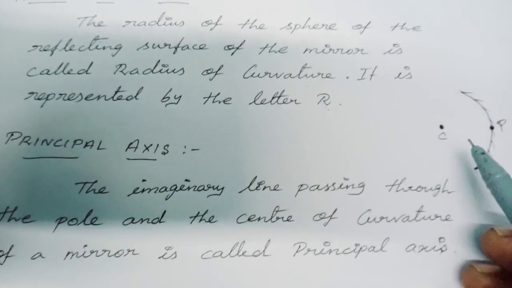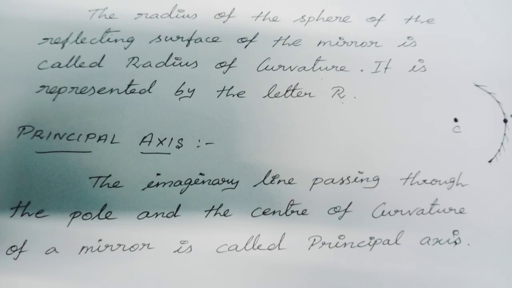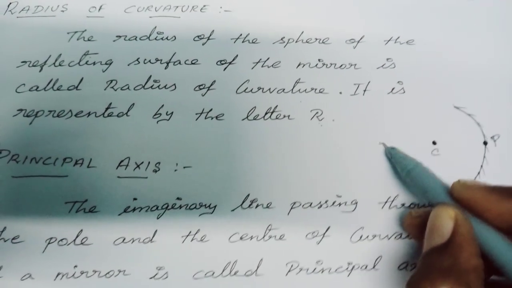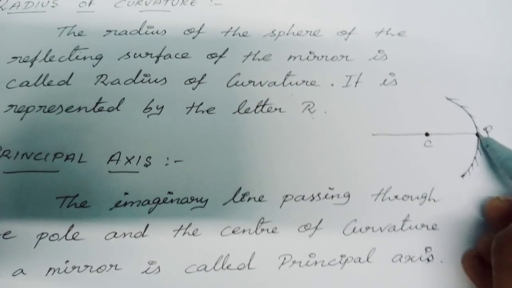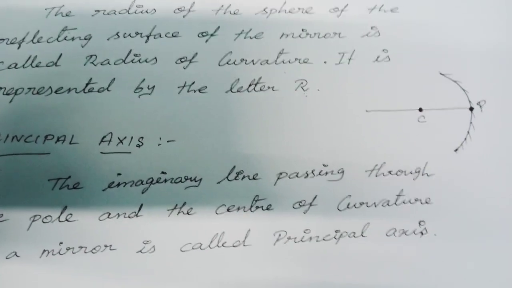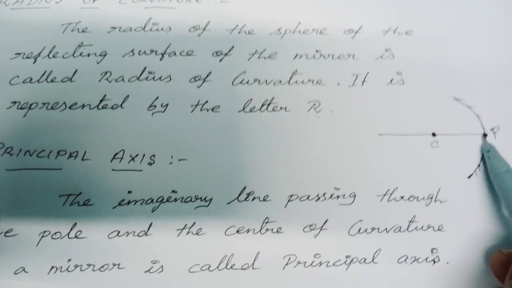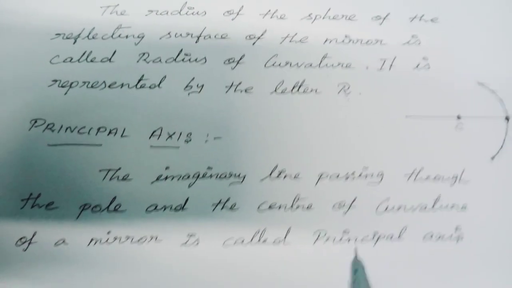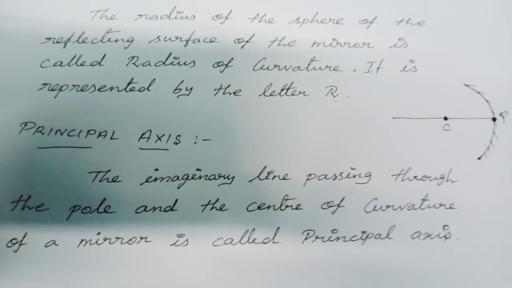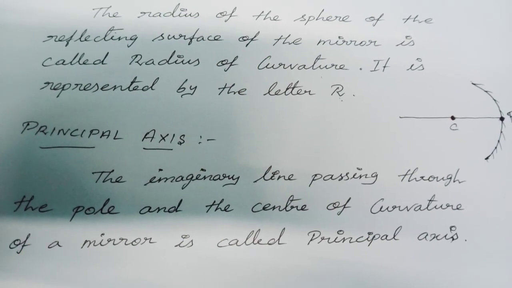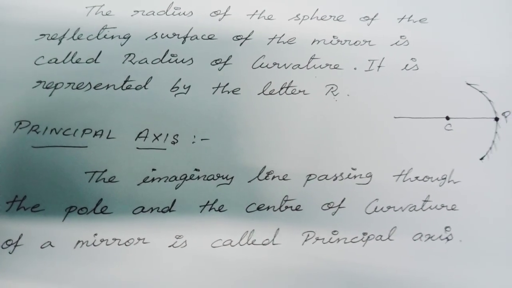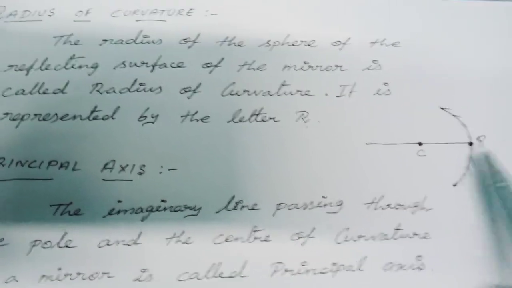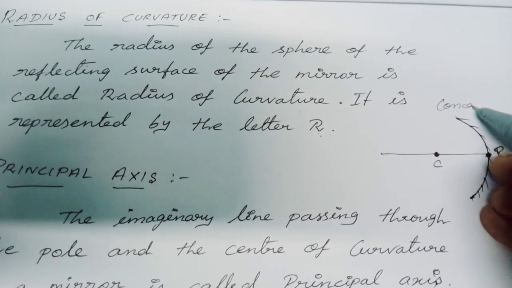Now see, the imaginary line passing through the pole and the center of curvature. Imagine that the line is passing through the center of curvature and the pole. This imaginary line is called the principal axis. That is the definition: the imaginary line passing through the pole and the center of curvature of a mirror is called the principal axis. Is it clear, students? So this is for a concave mirror.